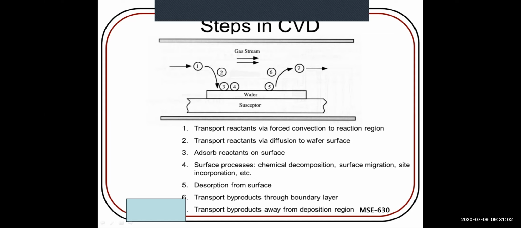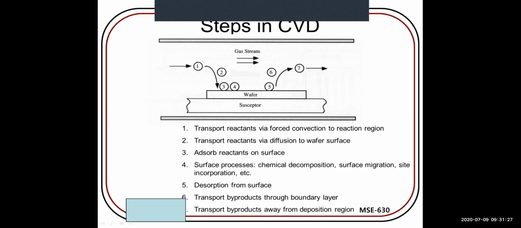There is a transport of reactants via forced convection to the reaction region. Number 2, transport reactants via diffusion to the wafer surface. Number 3, adsorb reactants on the surface. Number 4, surface processes: chemical decomposition, surface migration, site incorporation, etc.